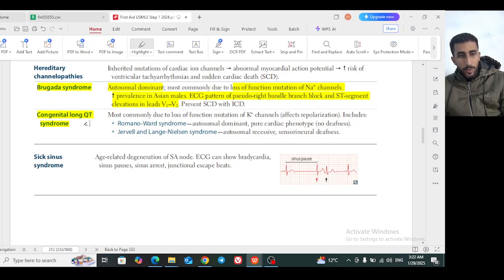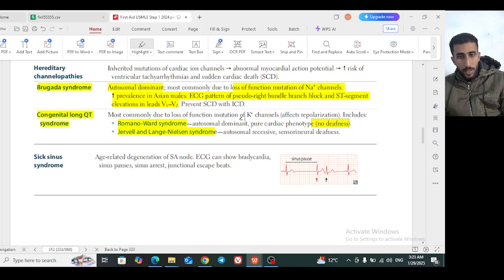This is Brugada syndrome. Congenital long QT syndrome has two subcategories: Romano-Ward syndrome and Jervell and Lange-Nielsen syndrome. I'm not sure about the pronunciation, but for Romano-Ward syndrome, you know the patient in the ward is stable, so that is a clue to remember that you don't have deafness. In both conditions, you have QT prolongation. So the defect here is in the potassium channels.